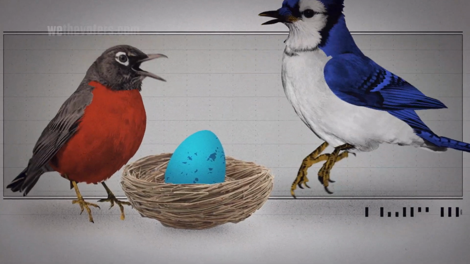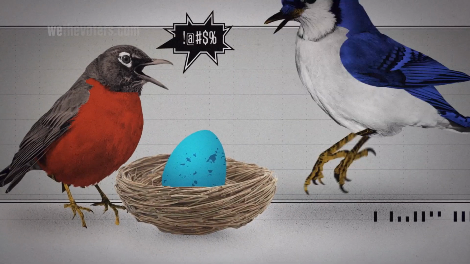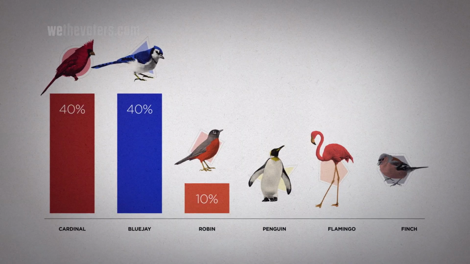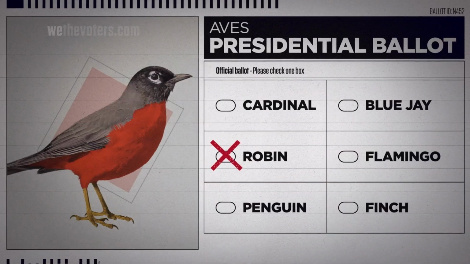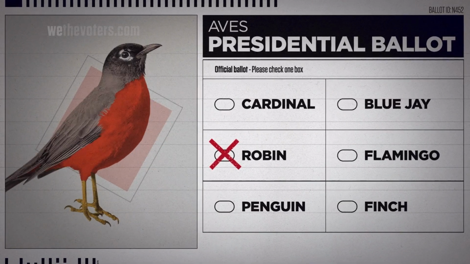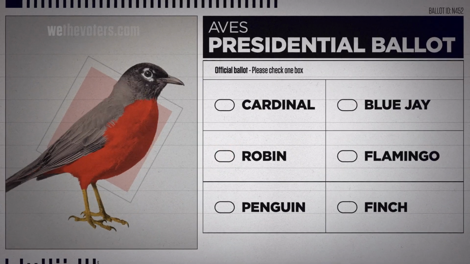Robins hate blue jays because blue jays are known to steal robin eggs and eat them. "Keep your dirty wings off my eggs!" With only 10% of the vote, this third party, the Robins, isn't going to win this election. So a vote for Robins could be viewed as throwing your vote away. But as a Robin, you will do anything to keep those filthy blue-winged rats out of office. So you vote for Cardinals as the next best thing.